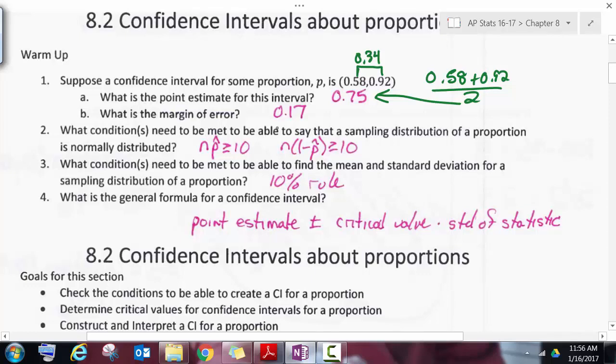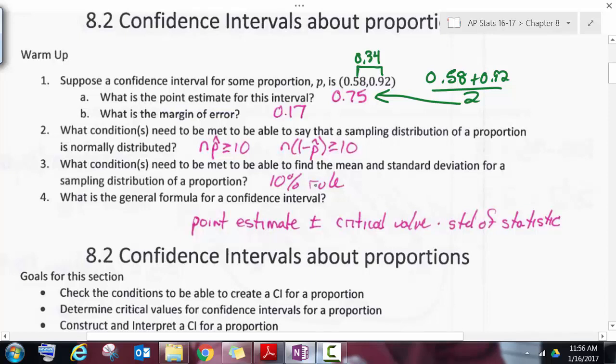What conditions need to be met to be able to say that a sampling distribution of a proportion is normally distributed? The tens. n times p hat has to be greater than or equal to 10, and n times 1 minus p hat has to be greater than or equal to 10. And it's p hat because we don't have p. We're trying to guess at what the true proportion is.